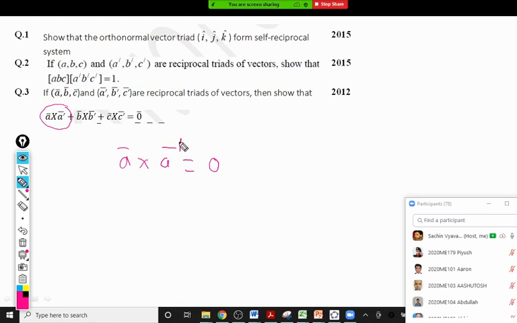Yes, sir. So you have to prove in the exam the same thing again. Consider A cross A dash and you prove that as 0. Similarly, B cross B dash and C cross C dash are 0. So the entire thing is 0 there. I hope that is clear.